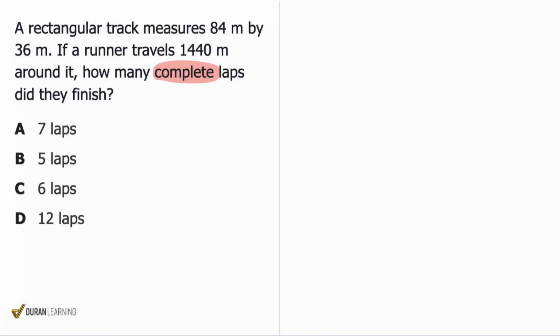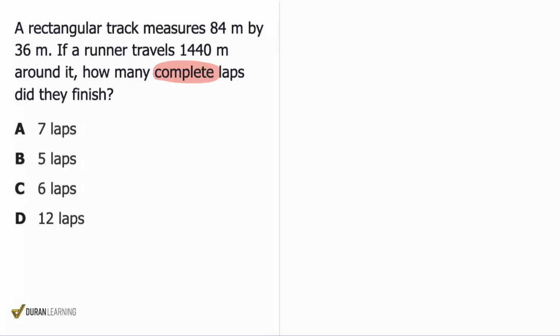This is where context is important because this does not tell you the exact math you're going to do. It does not. It tells you the outcome that we want. That is still just as important as the math that we're going to do. Want me to prove it? Watch this. I think we can all understand what a complete lap is.